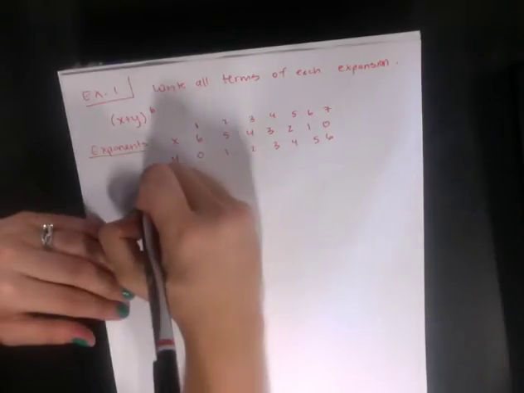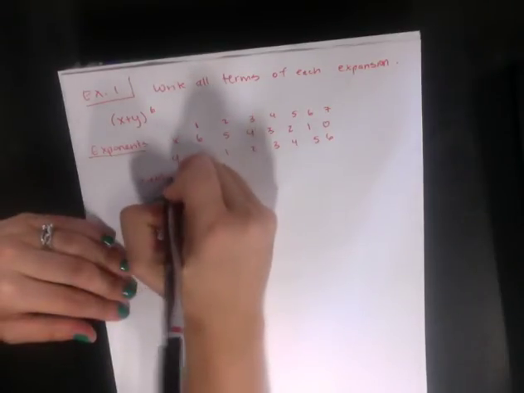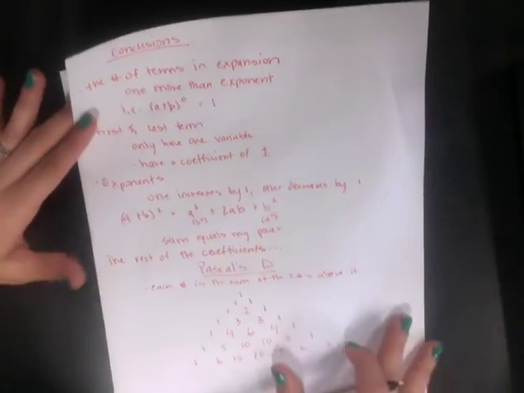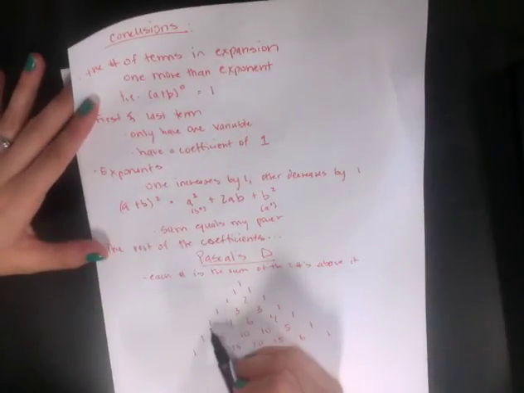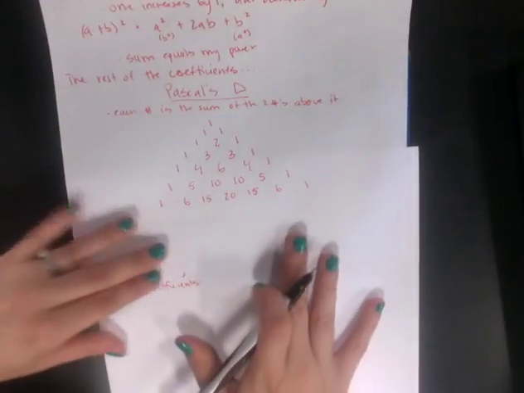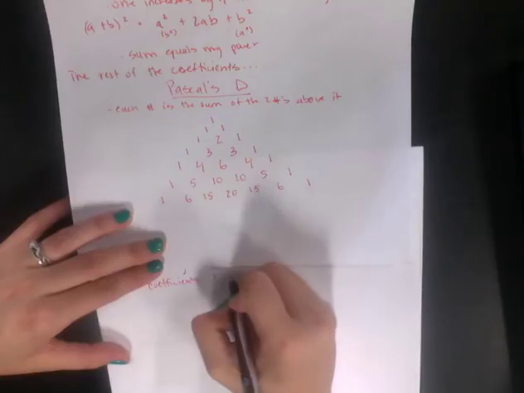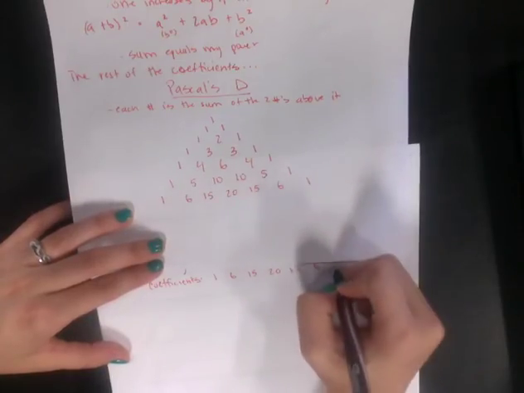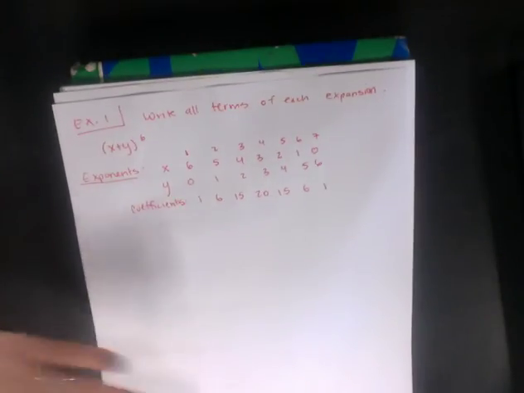Okay, and my coefficients I get from Pascal's triangle, from the 7th row, 1, 2, 3, 4, 5, 6, 7th row of Pascal's triangle. So my coefficients, I will have 1, 6, 15, 20, 15, 6, and 1. All right, let's combine those all together.